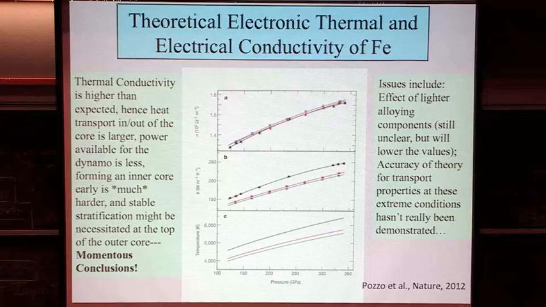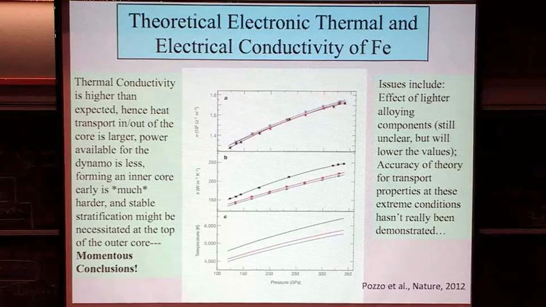Now, what are the possible uncertainties here? One, we'll discuss this more on the next slide, is that the effect of lighter alloying components, as was discussed a little bit yesterday, is still unclear. They'll certainly lower the values. By how much is not entirely clear. And I have to say, these are very difficult calculations. They're very time-consuming. You're evaluating how electrons interact with vibrations, with how they interact with other electrons. You're solving some very, very difficult and demanding computational problems in these types of simulations.